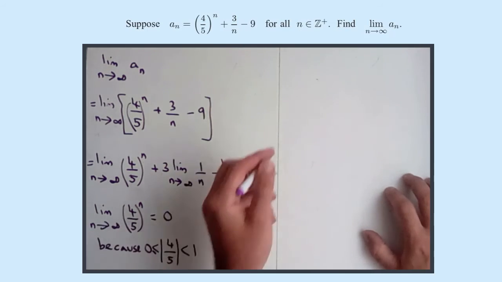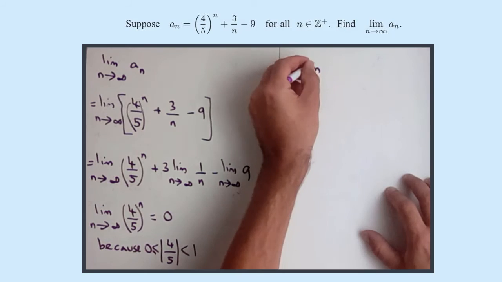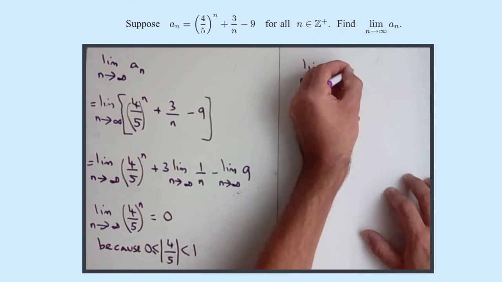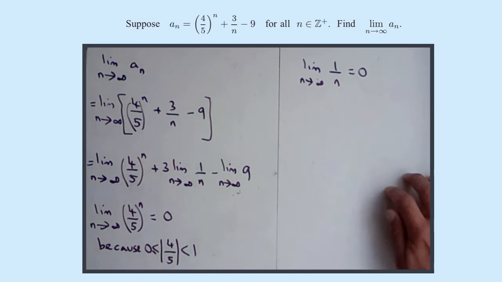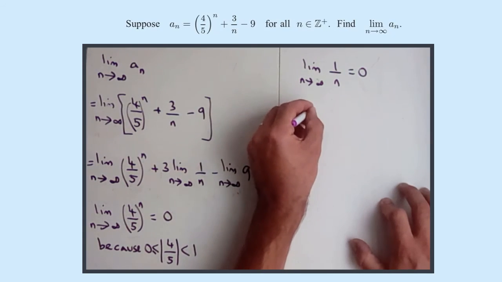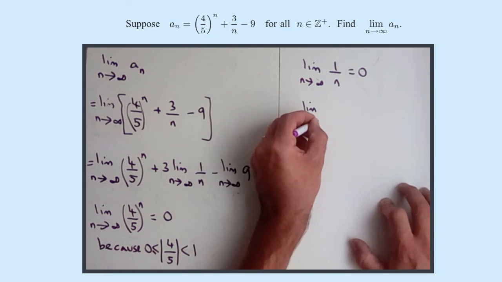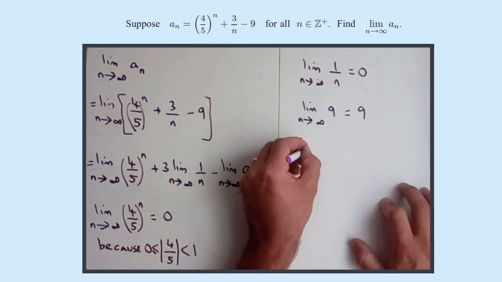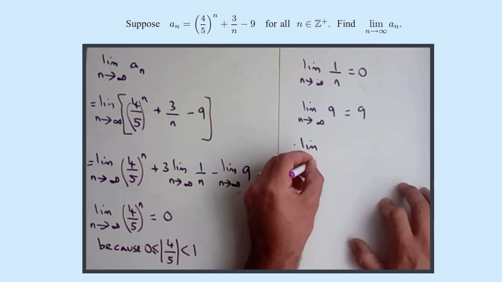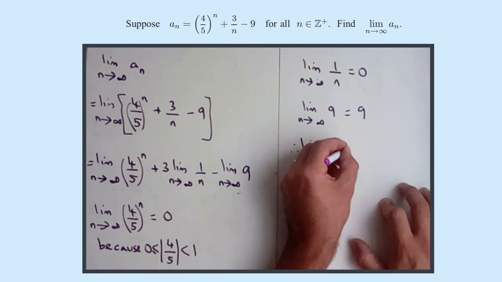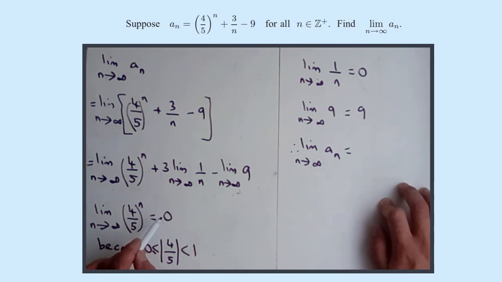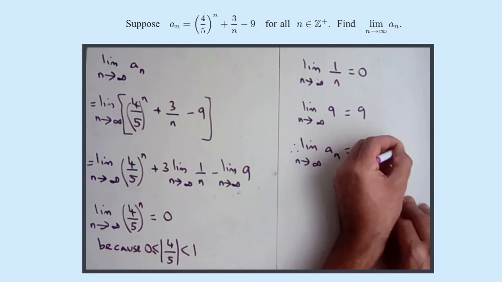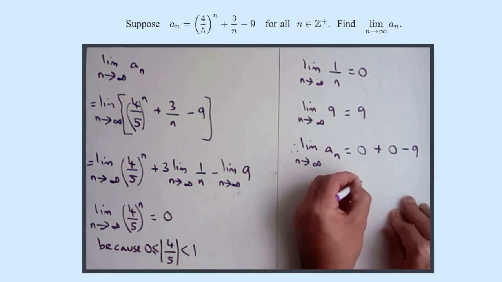I'll just write down the other limits as well. The limit as n approaches infinity of 1/n equals 0. We know that is a standard result. And also the limit as n approaches infinity of 9 just equals 9. So the limit as n approaches infinity of a_n equals 0 plus 0 minus 9, and that just equals minus 9.